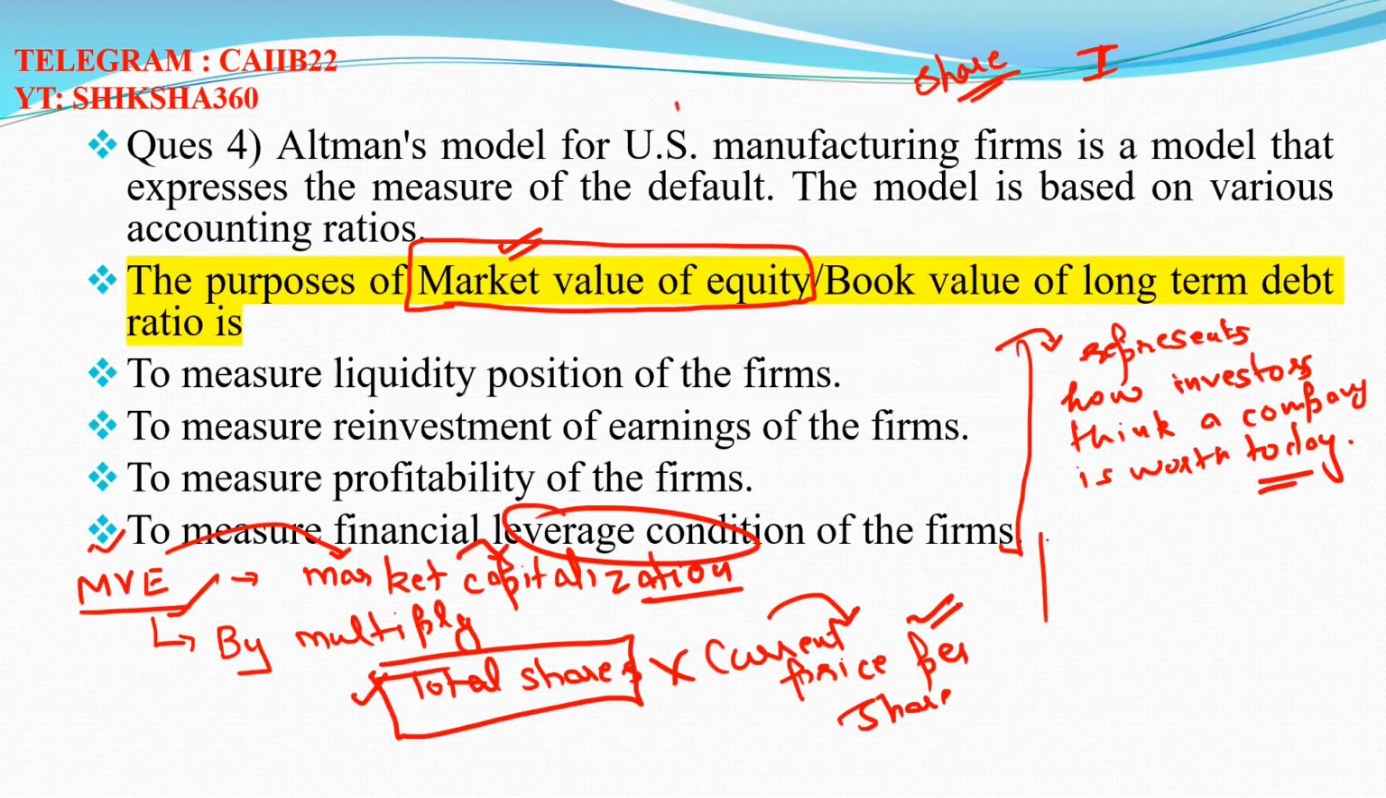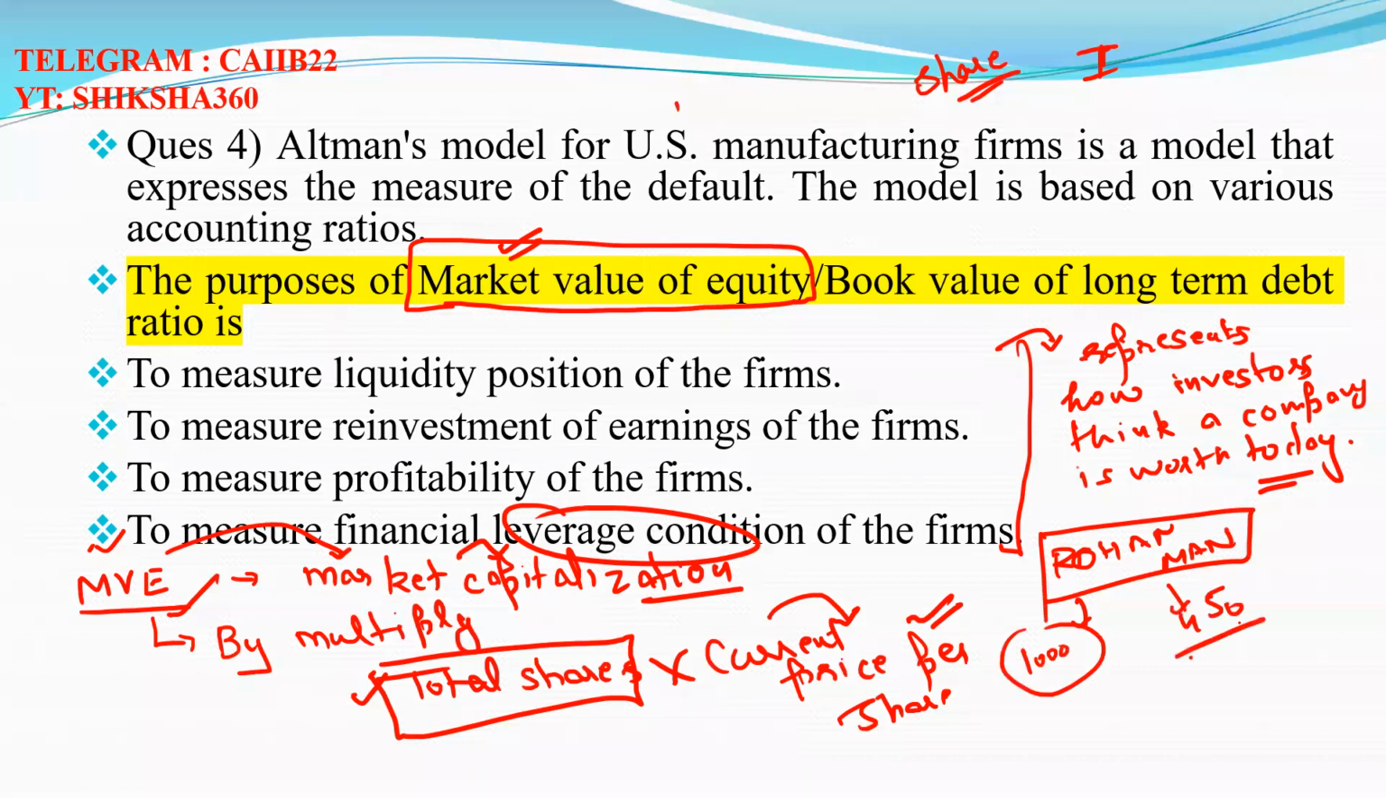Like a simple example, Rohan Manufacturers. How can we calculate? Basically they have 1000 shares in the market and the price of each share is rupees 450. Just simple, we have to multiply.